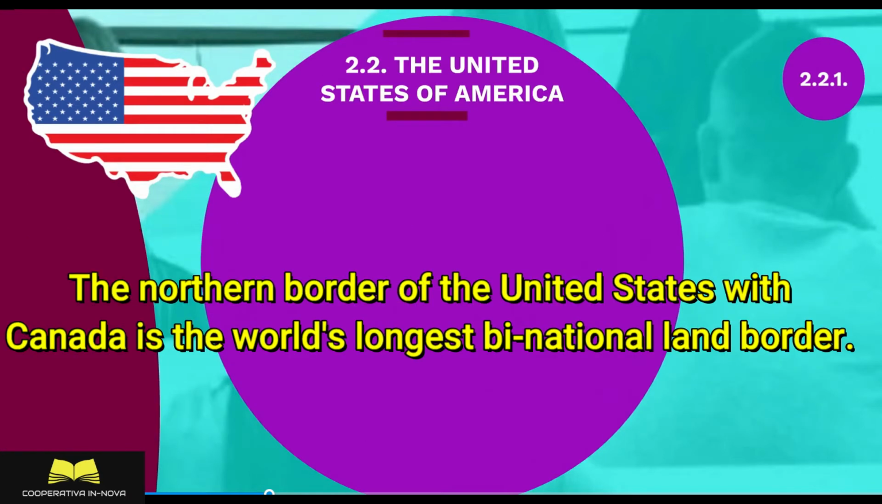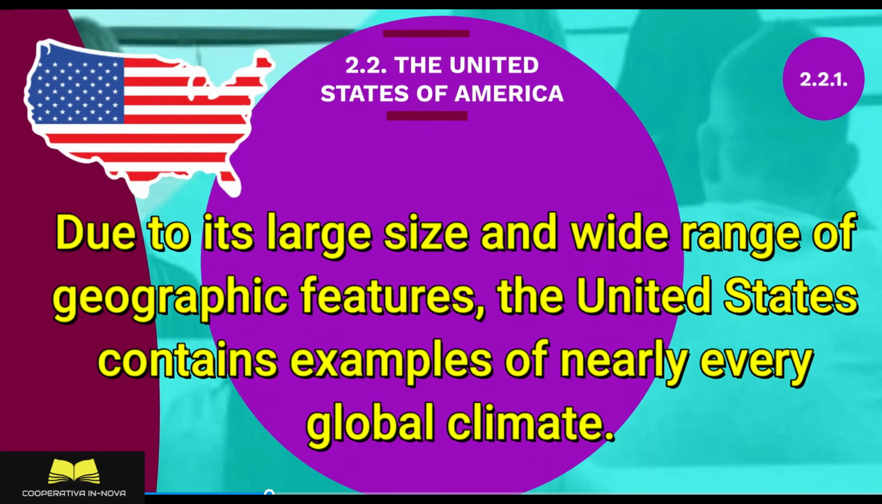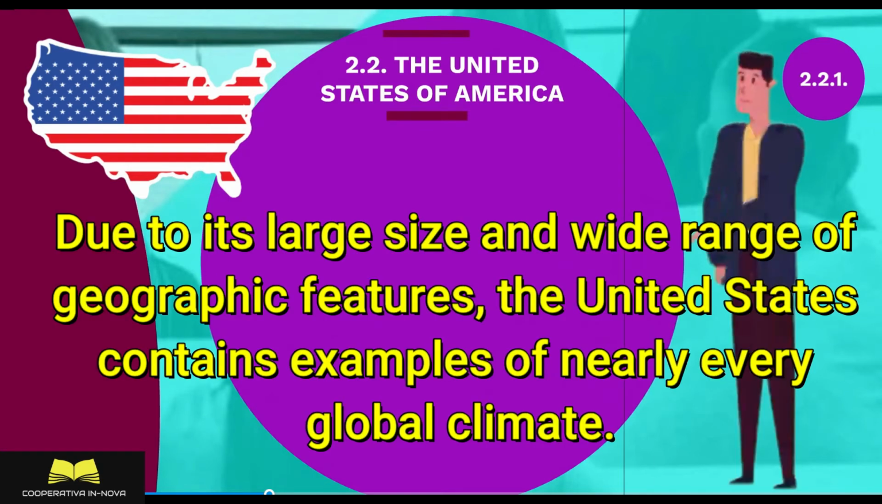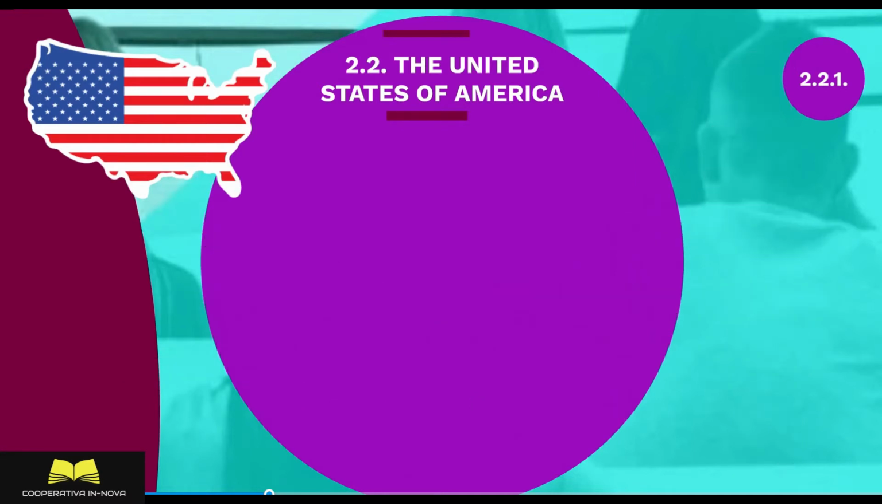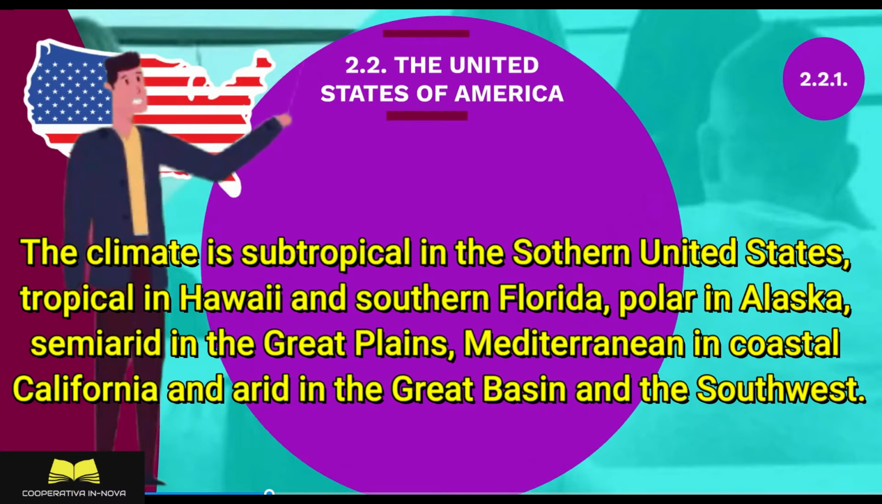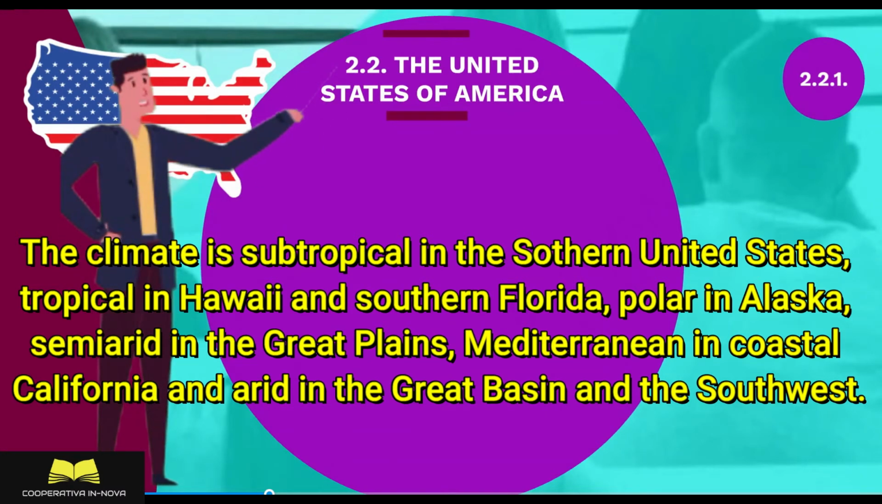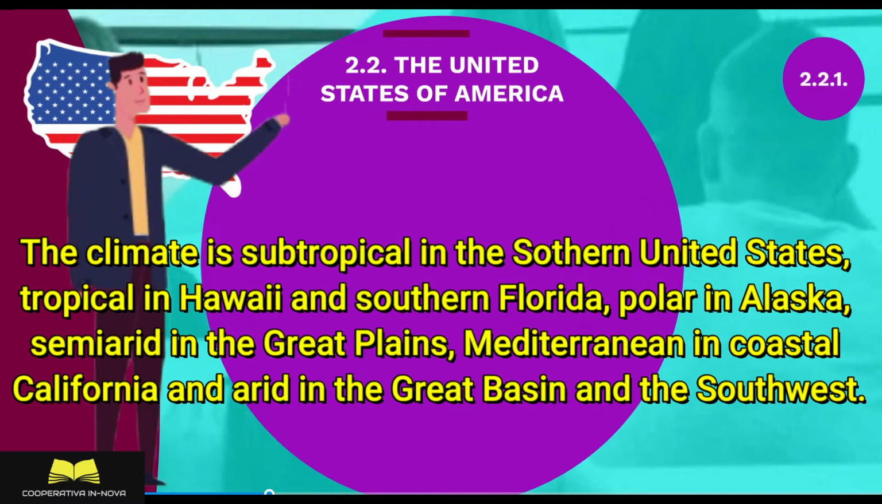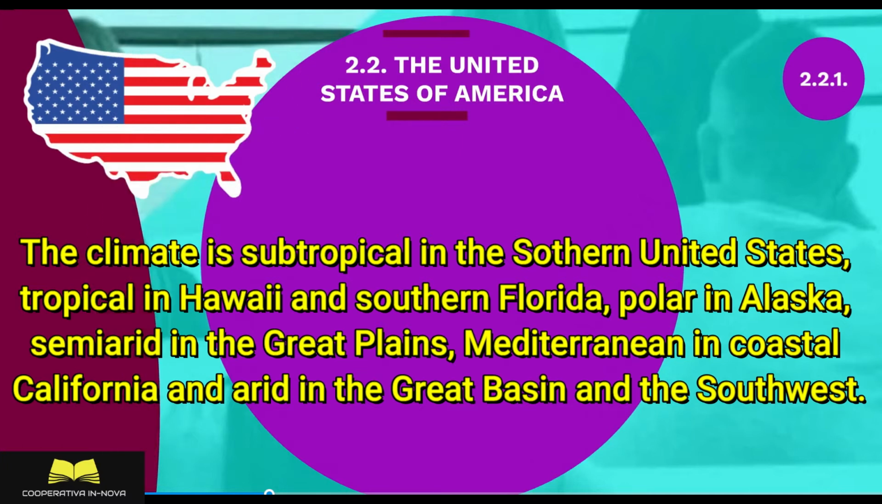The northern border of the United States with Canada is the world's longest binational land border. Due to its large size and wide range of geographic features, the United States contains examples of nearly every global climate. The climate is subtropical in the southern United States, tropical in Hawaii and southern Florida, polar in Alaska, semi-arid in the Great Plains, Mediterranean in coastal California, and arid in the Great Basin and the Southwest.